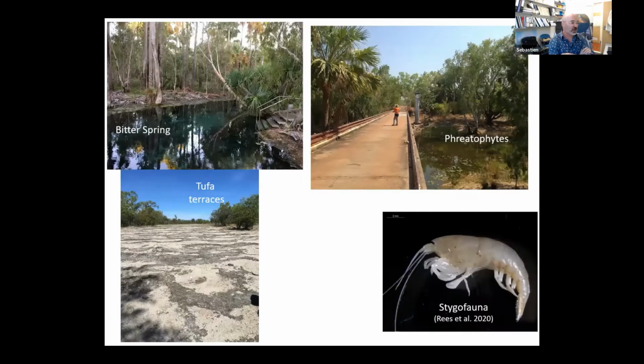There's a few examples of some of the features associated with the discharge zones. Well, of course, we have the springs. We have these spectacular tufa terraces in parts of Elsey National Park. And whilst I said that the limestone is exposed to the surface, it's not quite true. There is on top of them a layer of tufa, which is redeposited limestone that came with the groundwater over very long periods of time.